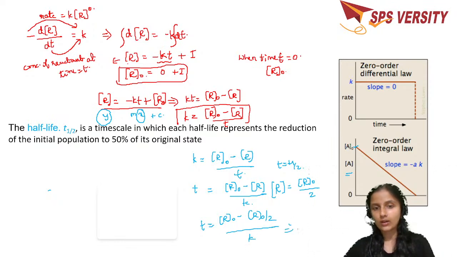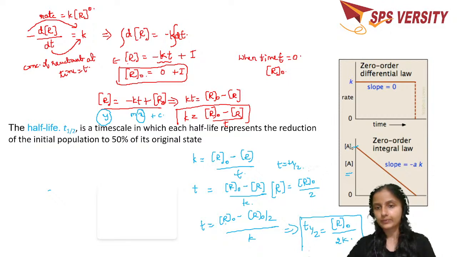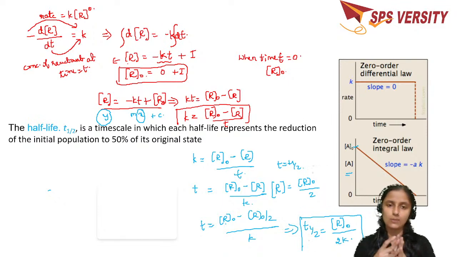Now if you rearrange it, I have T half is equal to 2 R naught minus R naught, that is nothing but R naught. This 2 we are going to take to the denominator. So T half is equal to R naught divided by 2K. So T half depends on the initial concentration of the reactant here. Hope you get it. This is about the zero order reaction. So both the expressions, keep them in mind.